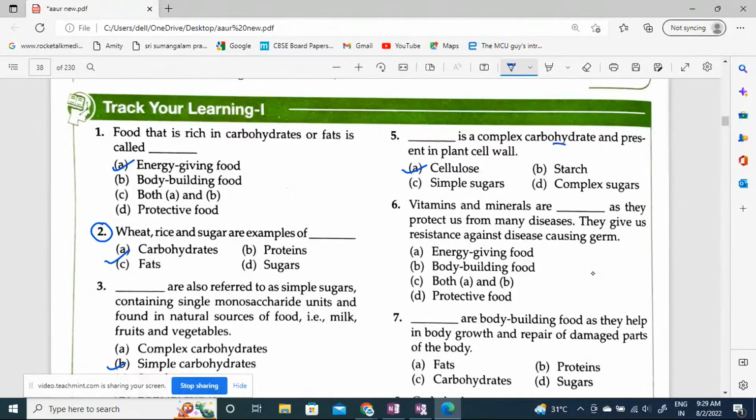Listen, this carbohydrate is present in the cell wall. Please learn this MCQ. Just make a tick in your textbook. Next, in the cell wall, yes, I know that. Next, protective food.